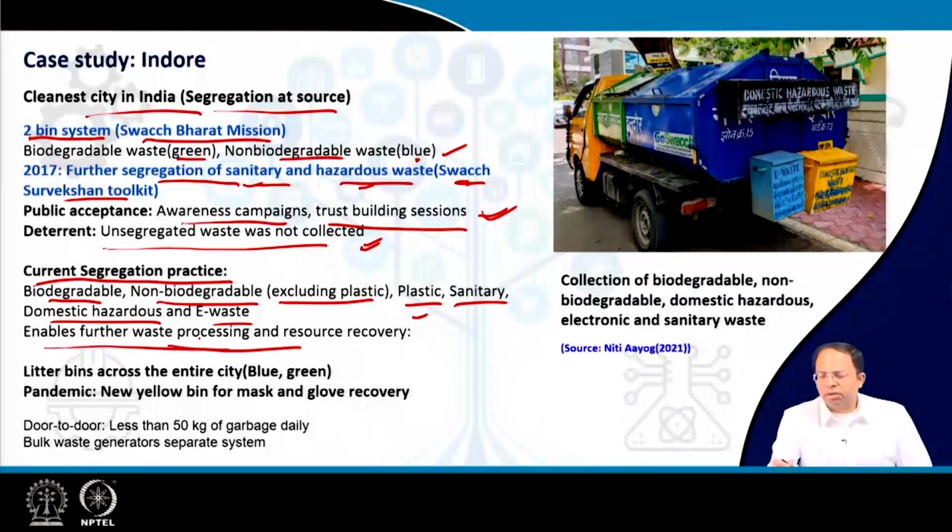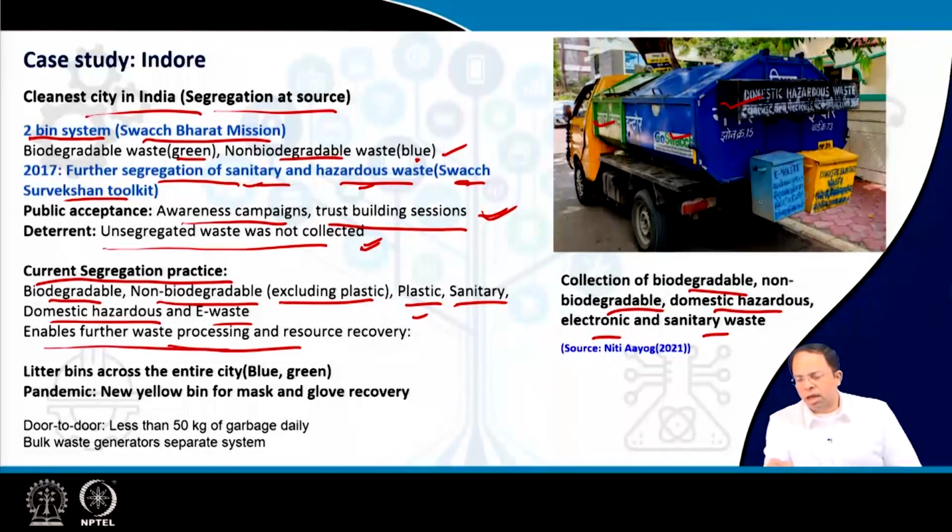And you can see this particular primary collection vehicle, where biodegradable, non-biodegradable, domestic hazardous, electronic and sanitary waste is collected in different containers. Green for biodegradable, blue for non-biodegradable, black for domestic hazardous waste, blue for e-waste, and yellow for sanitary waste. So this is how they have designed the system.